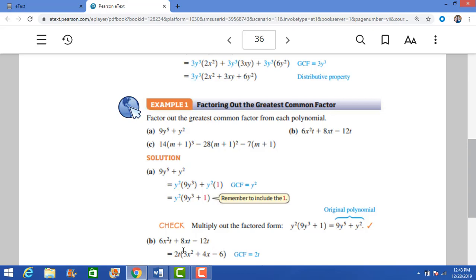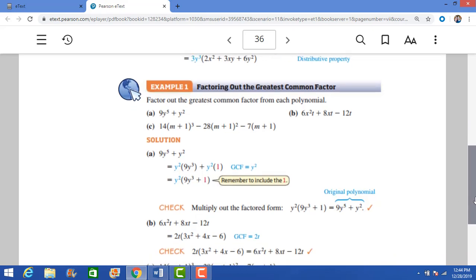Now, if you want to make sure that you got the correct answer, always multiply out and see if you get back to the original polynomial. So in this case here, we would just use the distributive property and distribute the 2t to each term and simplify. And sure enough, when we do that, we get back to the original problem. So it checks. Okay, now let's do this one.